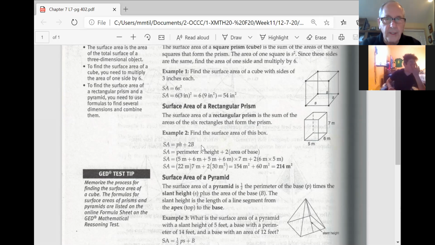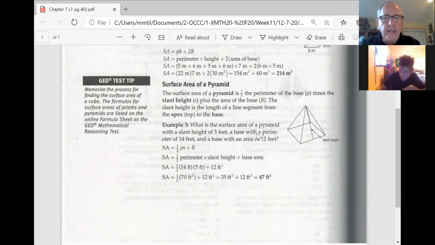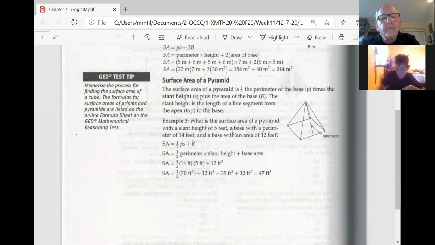This is just one formula of doing it, where they take the perimeter of the whole thing times the height, then add the 2 bases, the top and the bottom. And remember that capital B means the area of the base. That's what that capital B is. Okay. So that's one way of doing it. And then you've got another example here, and that's the surface area of a pyramid.